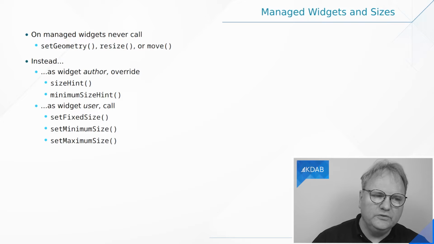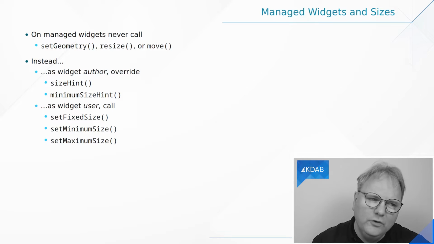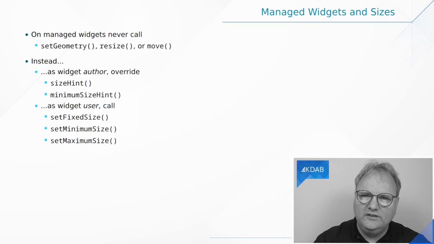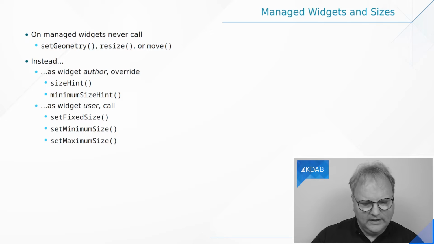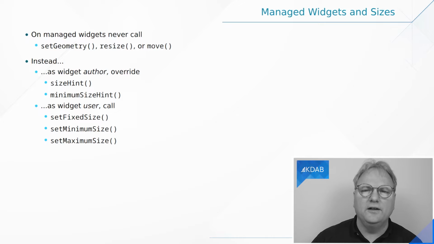Well, you use the size hint and minimum size hint to give your preferences on what size your widget should have. And that is if you are a widget author. That means that if you're sitting there and saying, I would like to create a new widget that should be, I don't know, a silly example, a compass widget. So you'd like to create a compass widget.